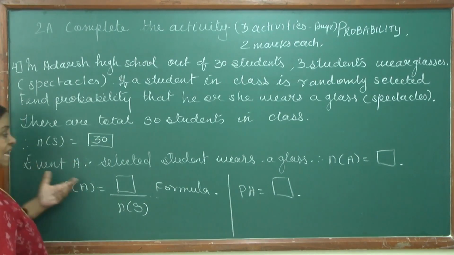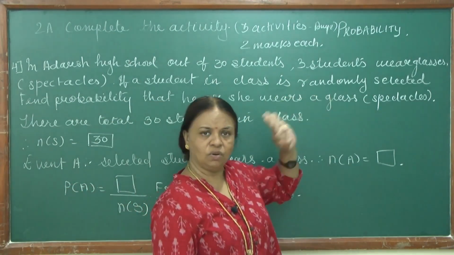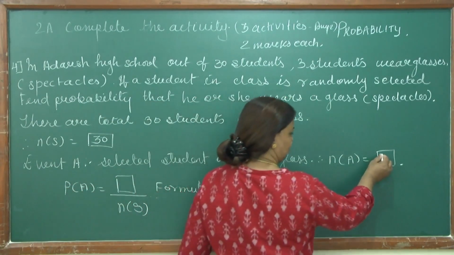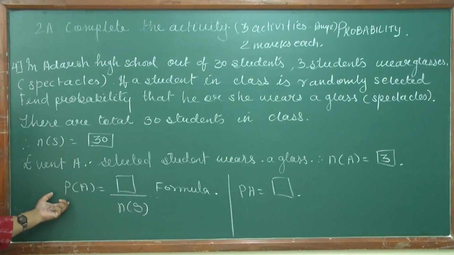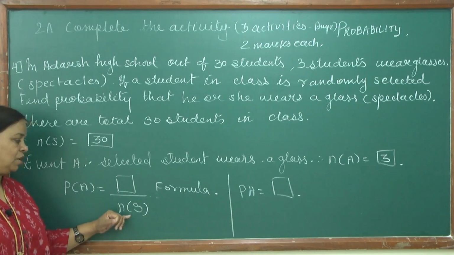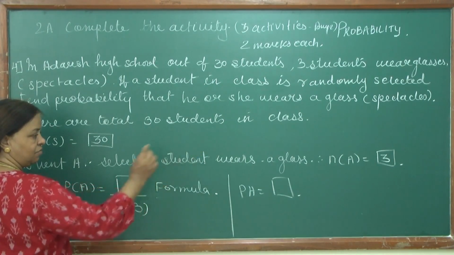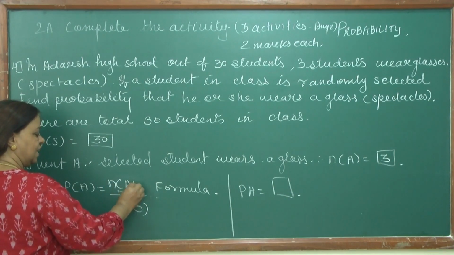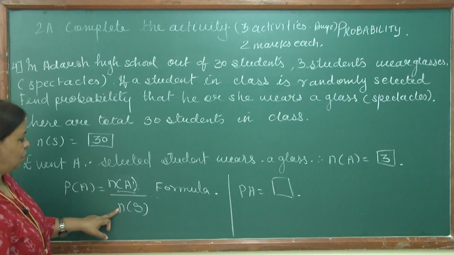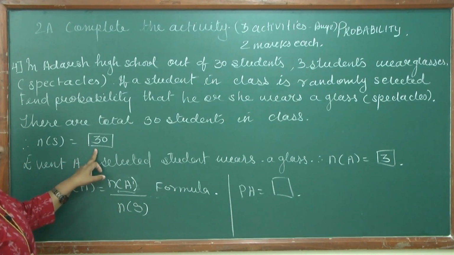Event A: the selected student wears glasses. How many students are wearing glasses? Only 3. So let's write: the number of elements in A is 3. Probability of A means the number of elements in A upon the number of elements in the sample space. So what will come here? It will be the number of elements in A upon the number of elements in the sample space.